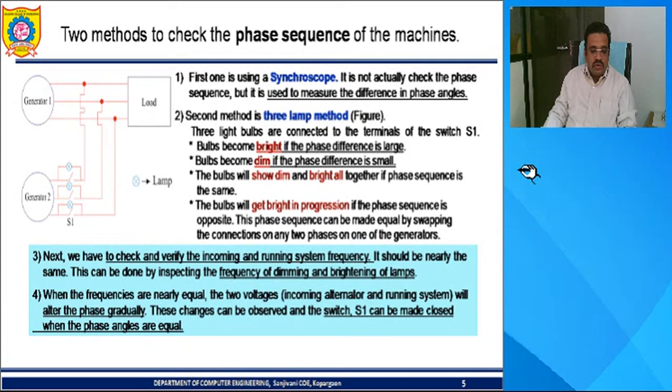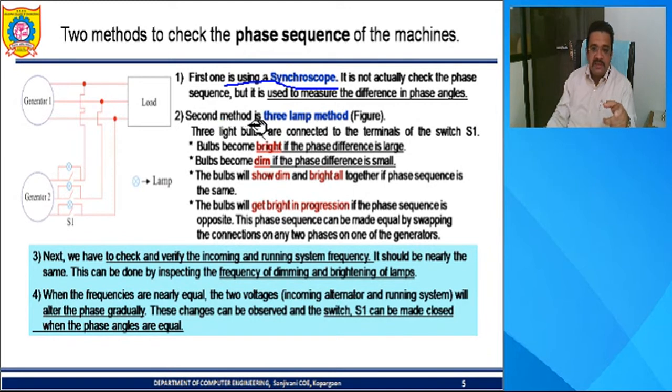Using a synchroscope, the phase sequence can be checked. Synchroscope is a device which does not actually check the phase sequence, but is used to measure the difference in the phase angles. So phase 1 is R, phase 2 is Y and phase 3 is B. The system is balanced when all are displaced by 120 degrees. So here we check the angle.